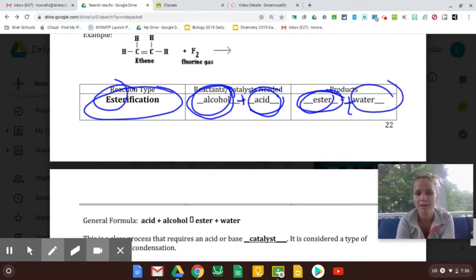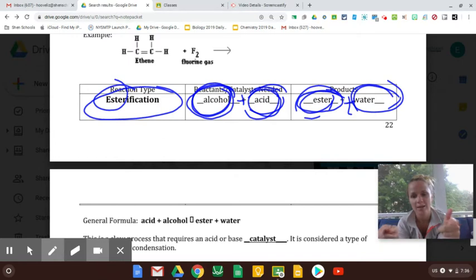All right, so how do you make ester? How do you make things that smell nice? You take some sort of alcohol and some sort of acid, and you get some sort of ester and some water. So if they showed you a reaction and you went, oh, that's an alcohol with an OH, that's an acid with that double OH, they're getting together, that must be making ester.